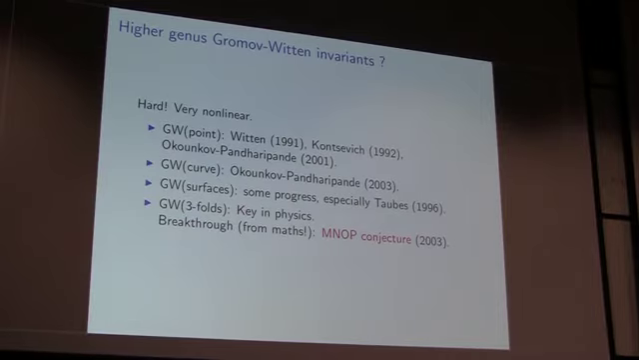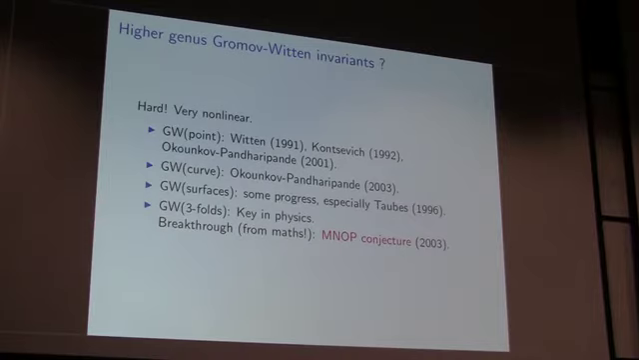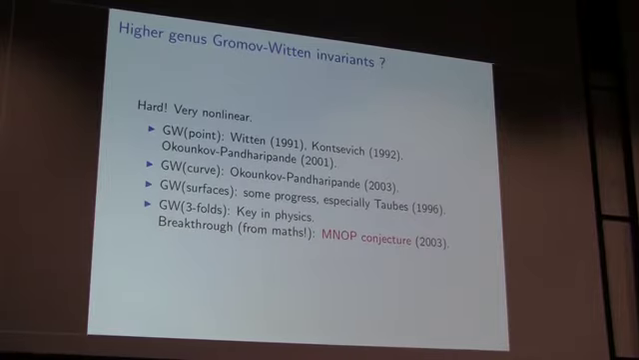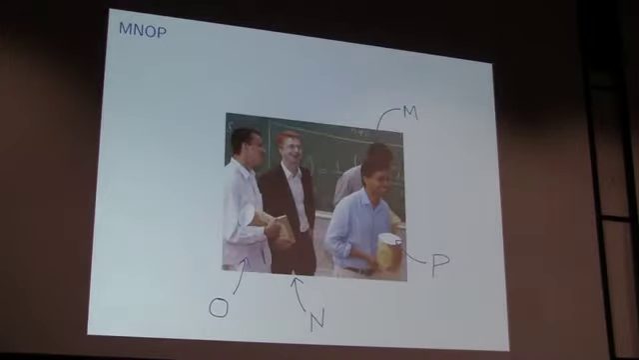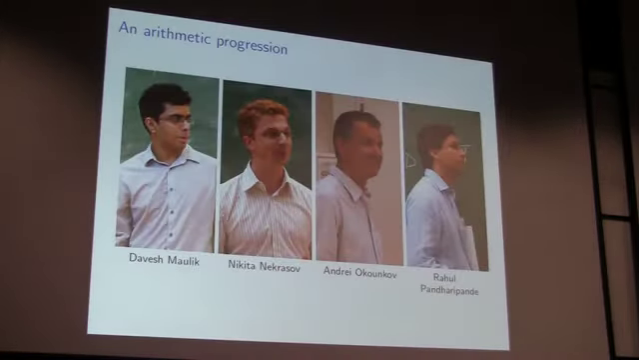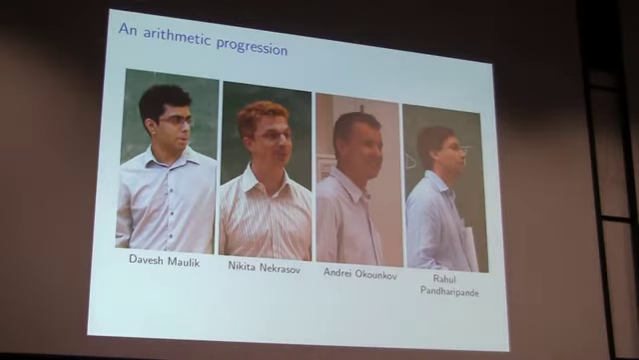And the reason I say this is often in this subject breakthroughs come from physics, and we're all very insecure in the subject of that. Physicists tell us what to do all the time. This one actually came from mathematicians. Okay, so here they are, these are MNOP, and time index. So they're Maulik, Nekrasov, Okounkov, Pandharipande.